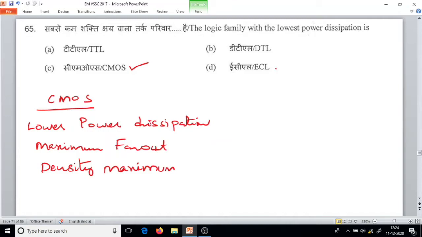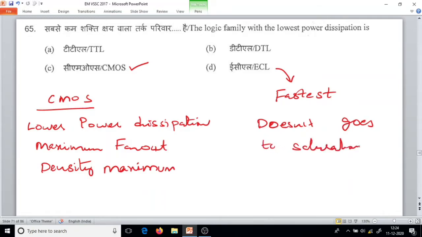Here is one more, emitter coupled logic. This is the fastest. This logic all works with the switching of transistors. This emitter coupled logic family doesn't go to saturation. The transistors won't go to saturation. That is how it works faster.